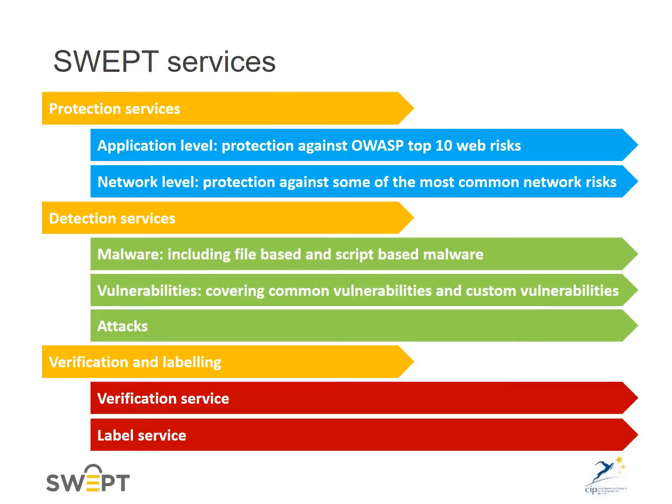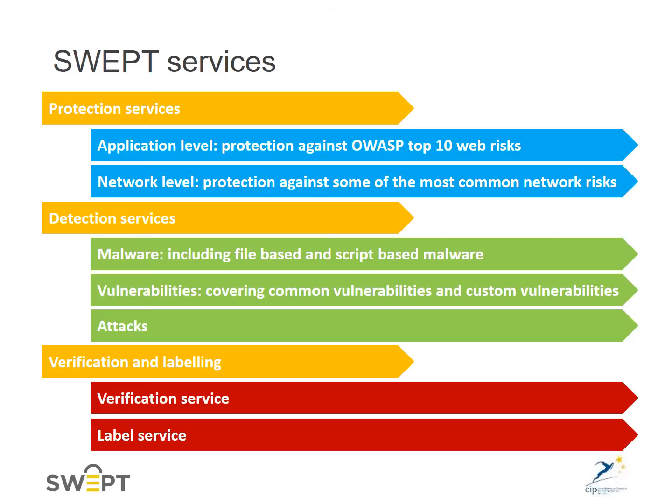Let's give a bit more detail about the 3 services. The protection service can be split into 2 sub-services: application level and network level. The application level protection service works from within the web application. It understands the logic of the web application, and it can protect against OWASP top 10. The network level protection service doesn't work from within the web application, but it works more generically and can be applied to any web application at all.